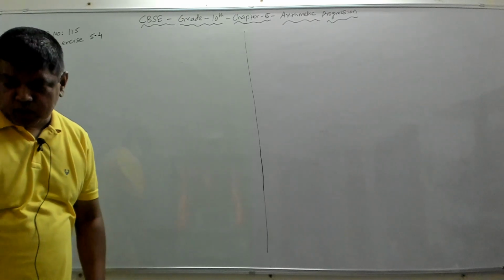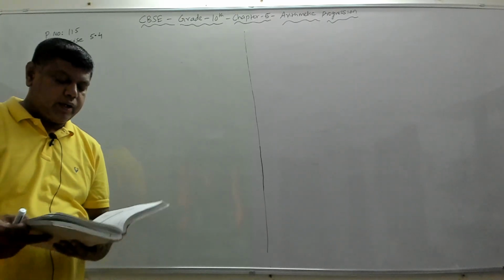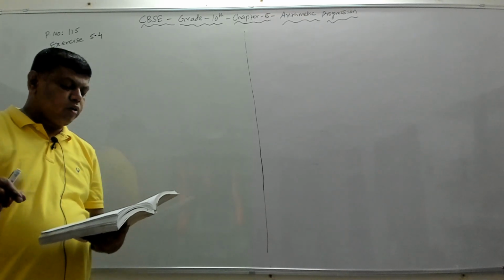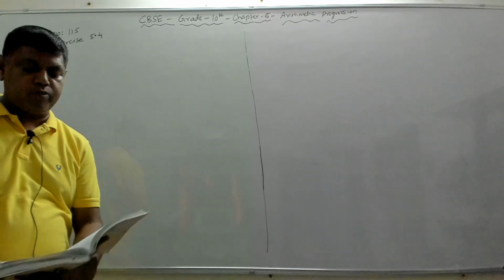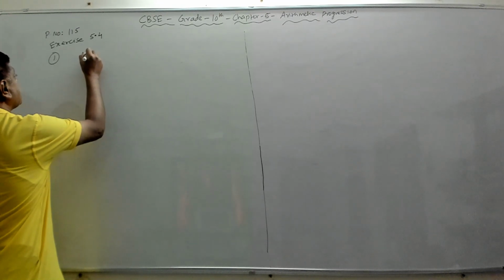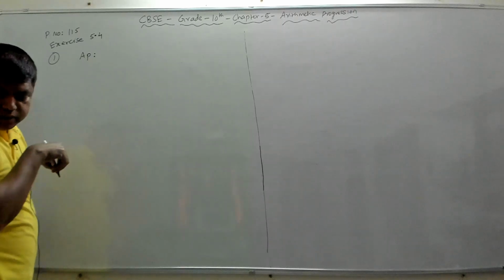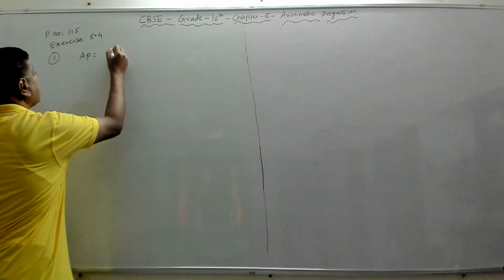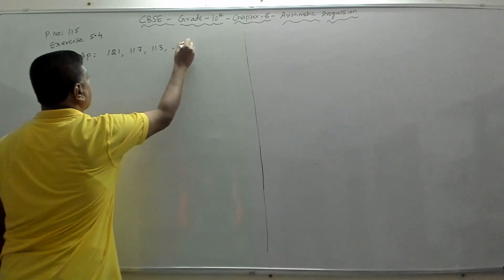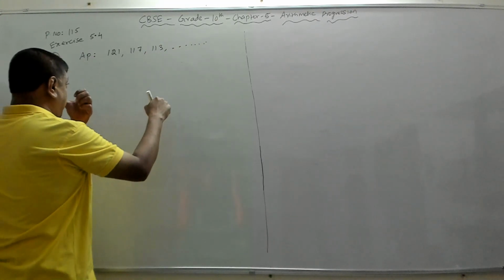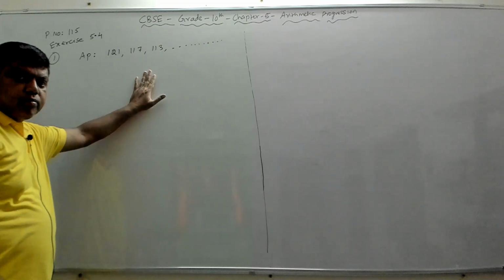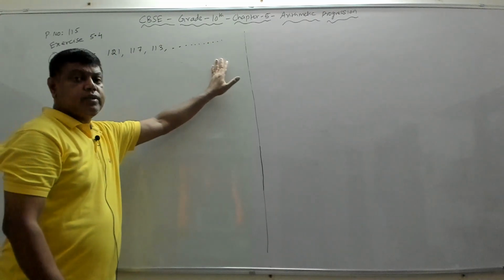It says, which term of the AP 121, 117, 113 is its first negative term? So we need to find the first negative term of the AP. The AP is 121, 117, 113, and it keeps on going. We need to find the first negative term we'll get in this AP.